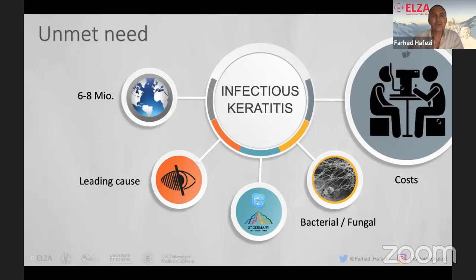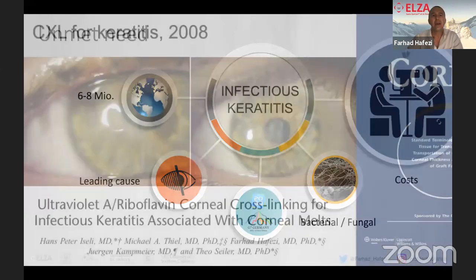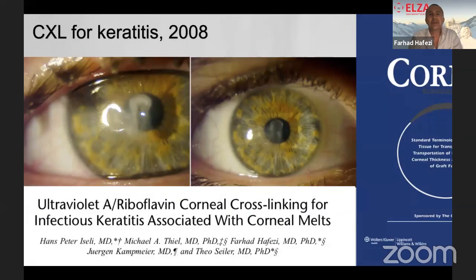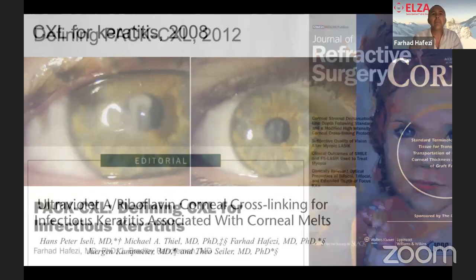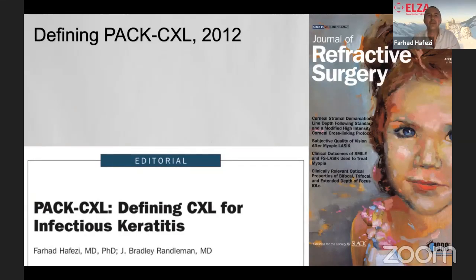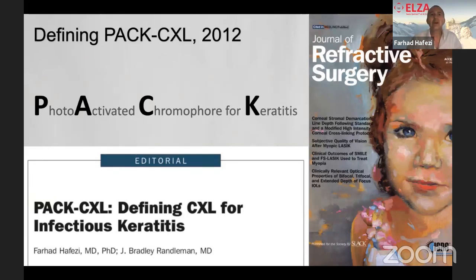So we started looking into this new indication, and the very first paper on infectious keratitis came from our group back in 2008. This was a pilot, a promising pilot. And a few years later, we decided to find a new term, not call this CXL, but rather PAC-CXL, just to make the difference in publications and when we talk about cross-linking. PAC stands for photoactivated chromophore for keratitis, cross-linking, PAC-CXL.